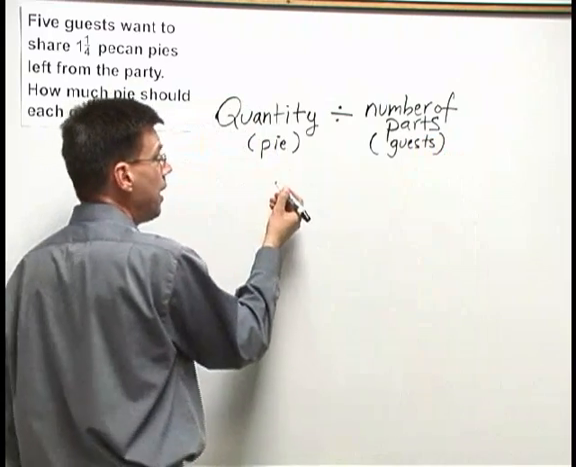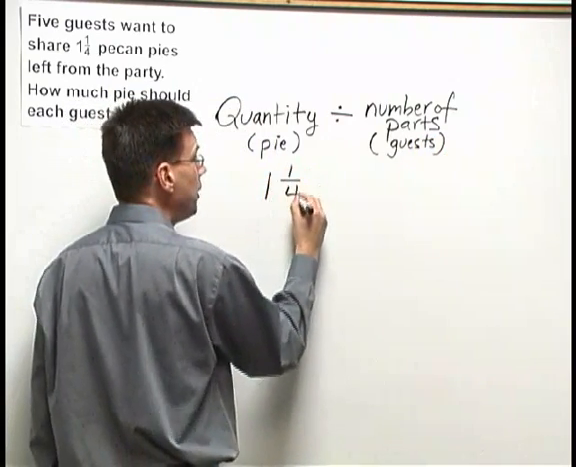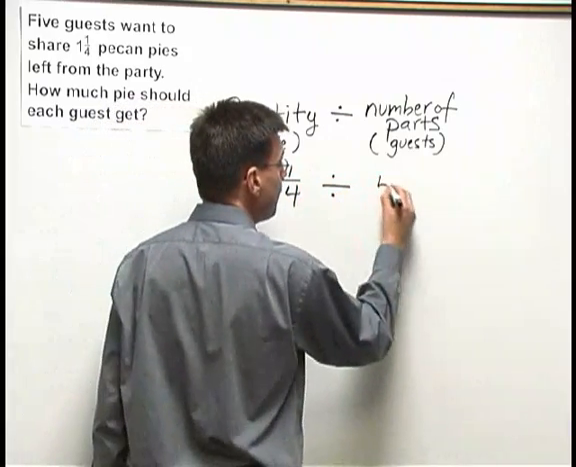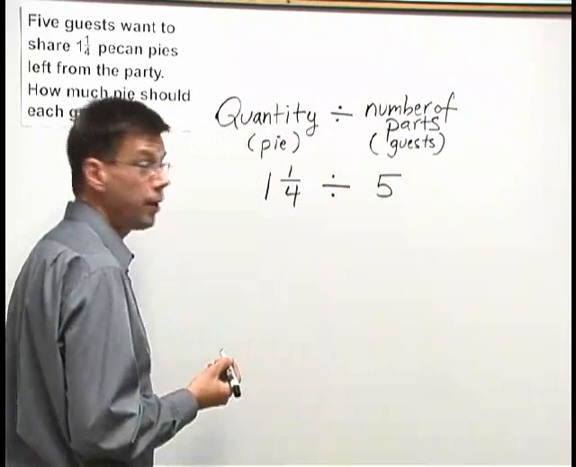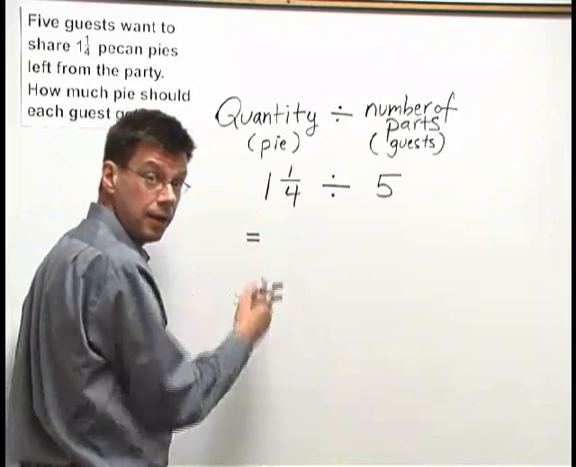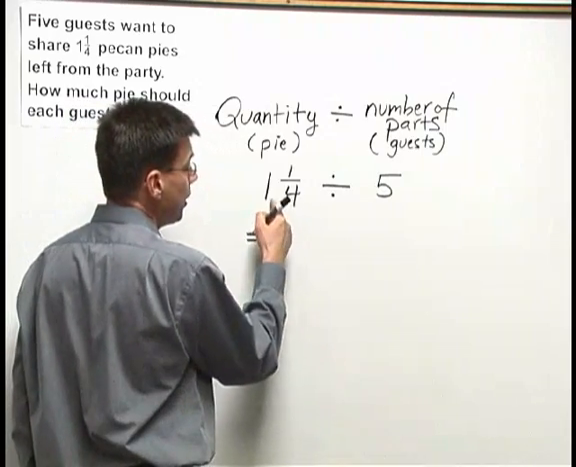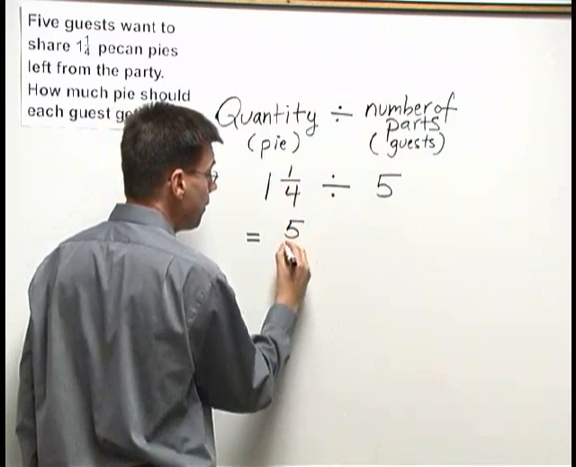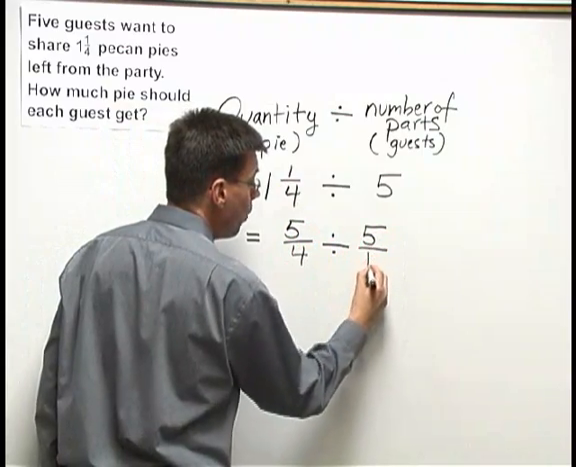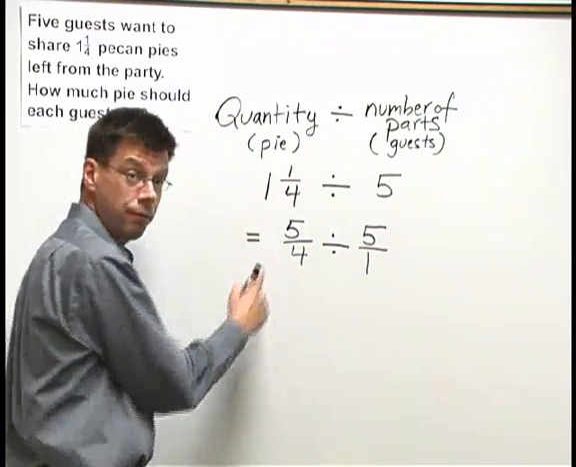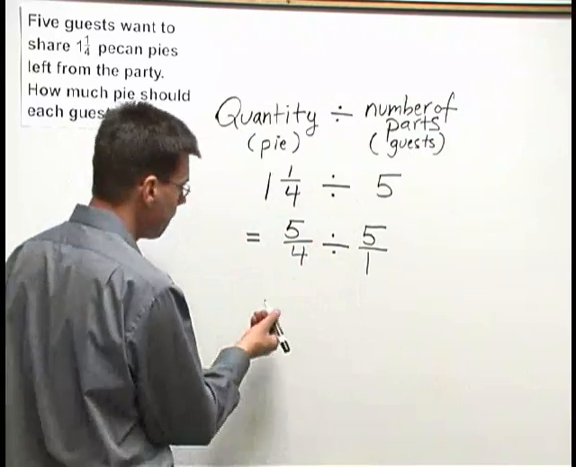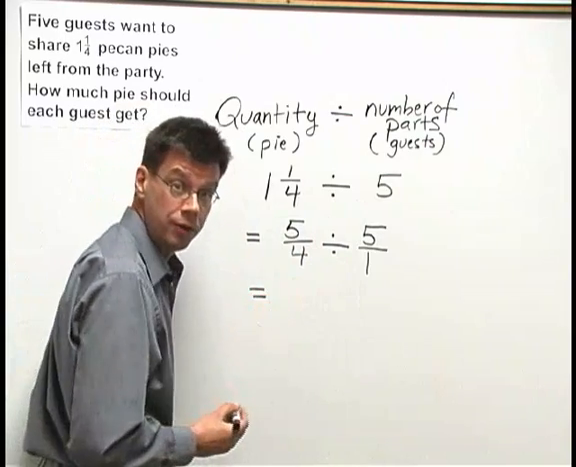How much pie did we have? That was 1 1/4 pecan pie. We need to divide that by 5, the number of guests. 1 1/4 divided by 5, I can calculate by rewriting the 1 1/4 as 4 times 1 is 4 plus 1, that's 5/4, divided by 5/1. I need to write the 1 1/4 as an improper fraction, and I need to write the 5 as 5/1.